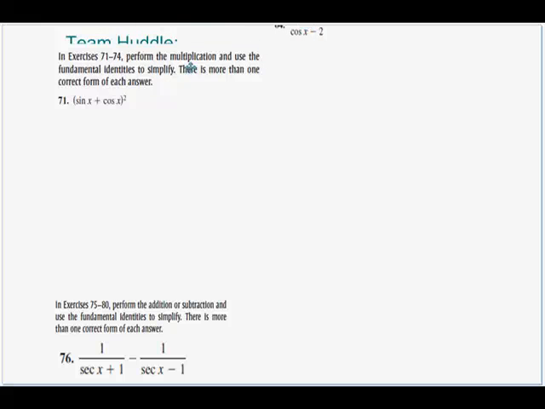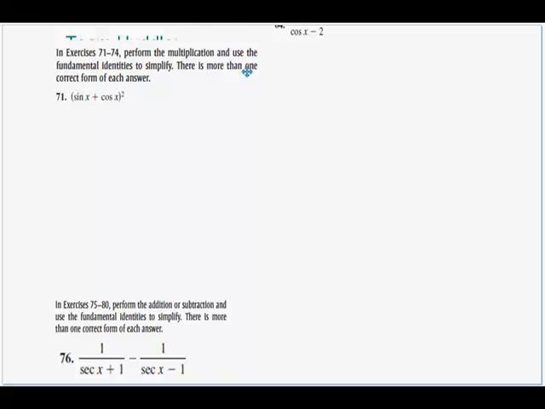See here in number 71. Perform the multiplication, use the fundamental theorems to simplify. More than one correct answer. So sine of x plus cos of x quantity squared. That's like sine of x plus cos of x times itself. Sine of x plus cos of x. Might be easier to see, foiling it out in this way. So first term times first, sine times sine is sine squared of x.